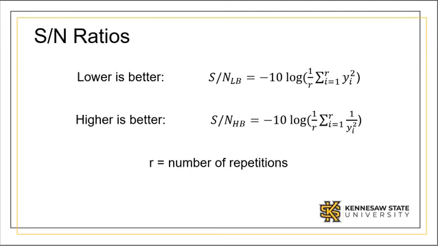When we desire the lowest response, we use the top signal-to-noise ratio equation. When we desire the highest response, we use the bottom signal-to-noise ratio equation. Y sub i is the ith response. R is the number of repetitions.